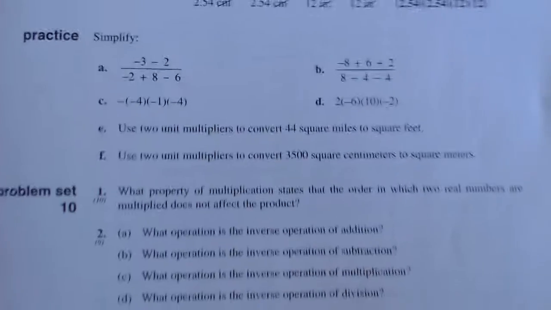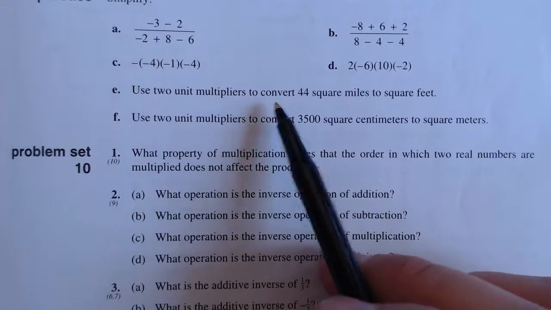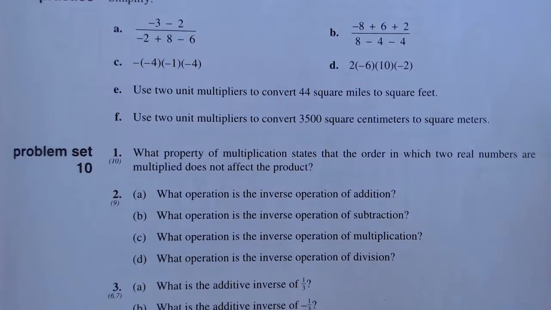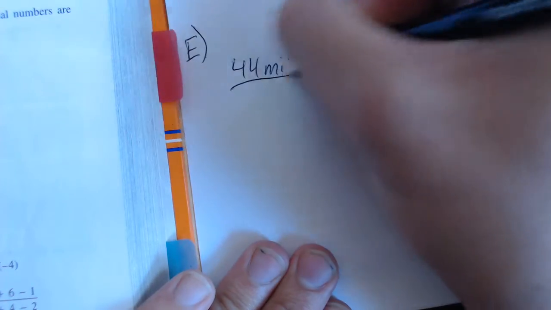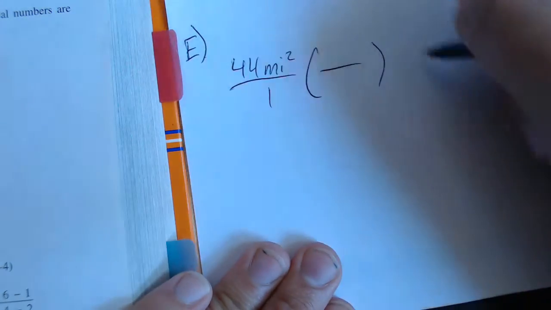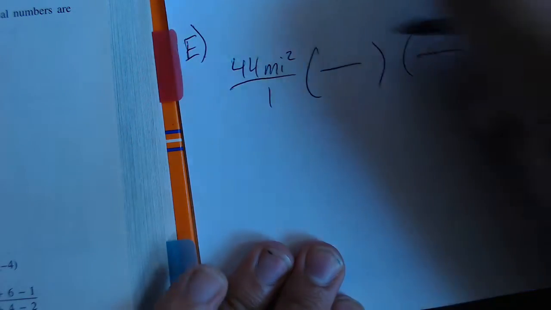Now, converting areas. We have problem E. They tell us to use 2 unit multipliers to convert 44 square miles to square feet. So we're starting out with 44 square miles. So we'll go to our problem and we'll write 44 miles squared over 1. And they already told us we're going to use 2 unit multipliers, so I'll go ahead and draw those now. And the goal is to get to square feet.